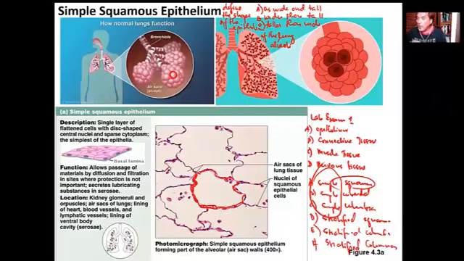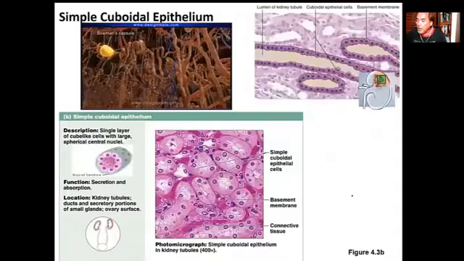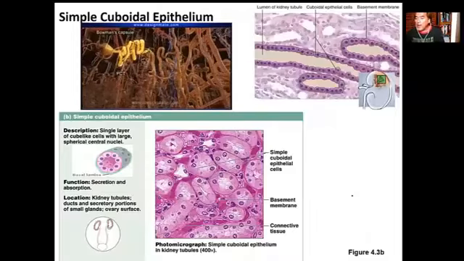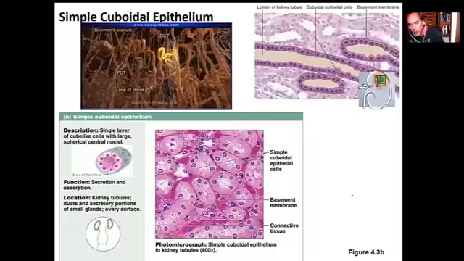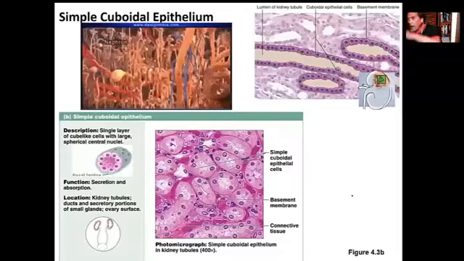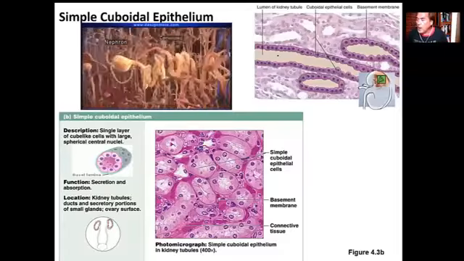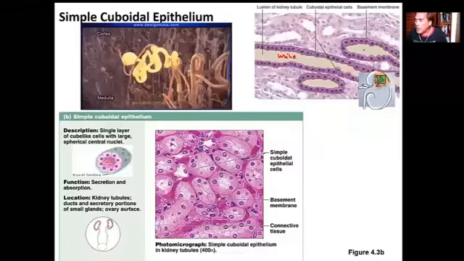So I'm going to go to simple squamous epithelium. The next slide is simple cuboidal epithelium. So this is what simple cuboidal epithelium looks like. Remember, inside the kidney are tubes. The tubes are smaller than my hair. Inside those tubes is where the urine passes through. You got a lot of those tubes.